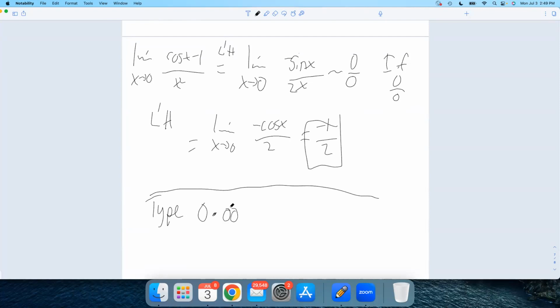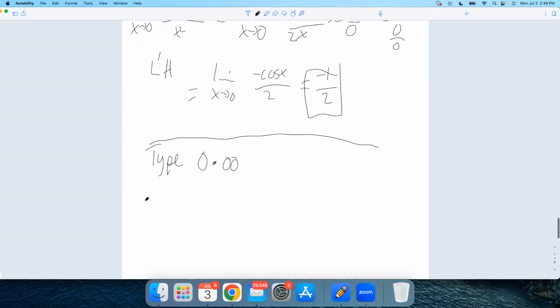Now, you can't directly use L'Hopital's on this type, but a lot of times you can change this into one of these 0 over 0 or infinity over infinity. So let's say we wanted to do the limit as x approaches 0 from above of x times natural log of x.